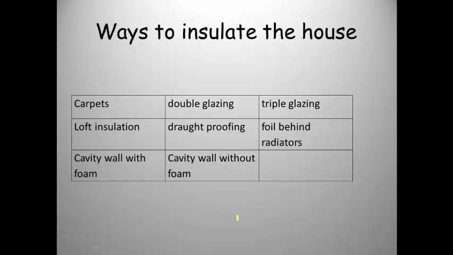Okay, ways to insulate the house. Right, so carpets, double glazing, triple glazing, loft insulation, draft proofing, foil behind the radiators, cavity wall with foam, cavity walls without foam, which are all the ways in how you can insulate the home. Now, you need to know a little bit about how all of these things work.